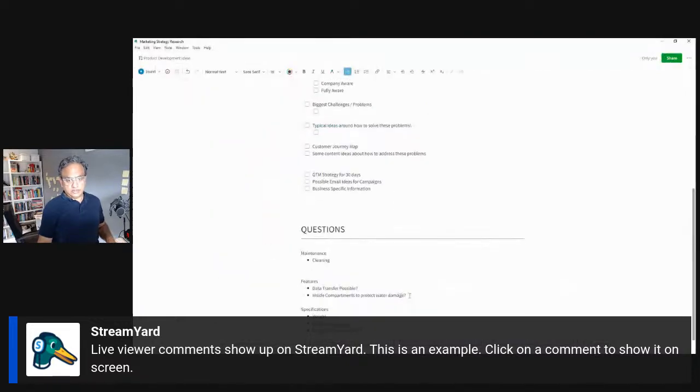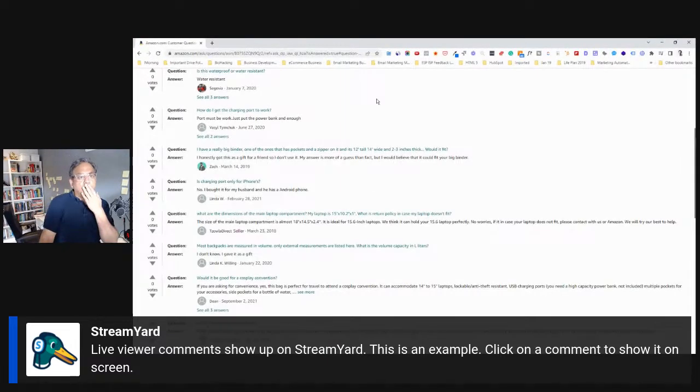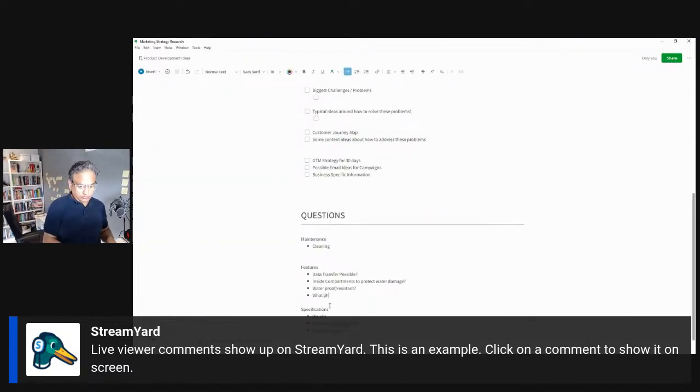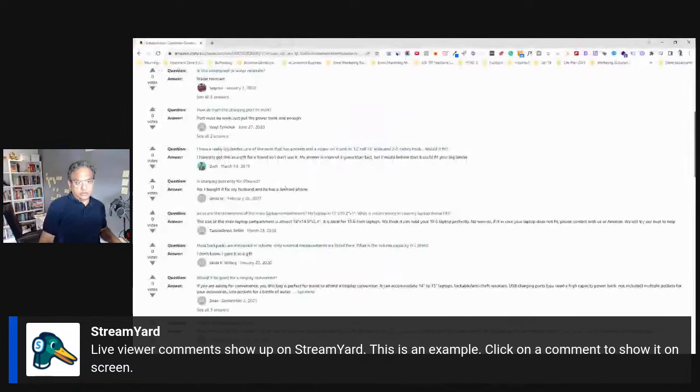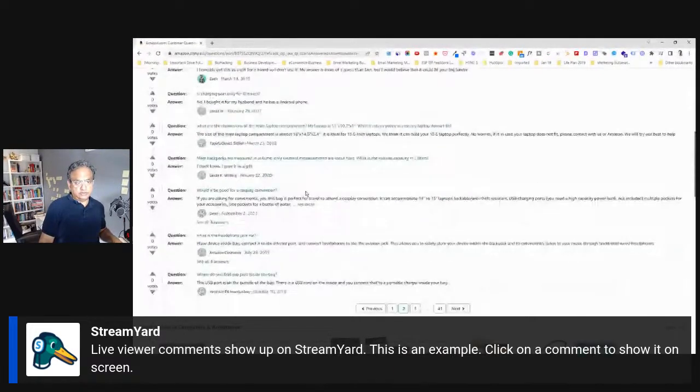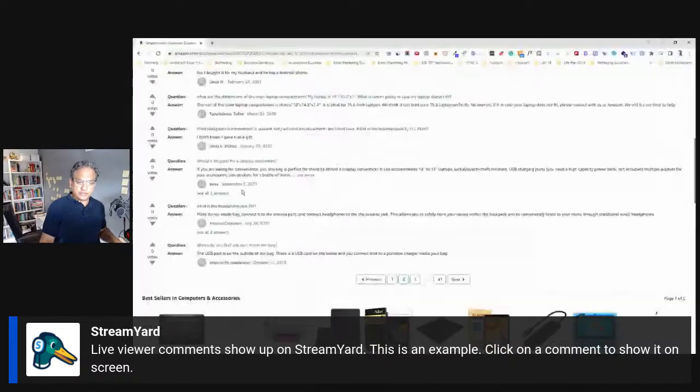Waterproof or water resistant. How do I get a really big binder in the pocket? Would it fit? Is this charging port only for iPhones? The dimensions of the main laptop compartment, and volume. Would it be good for a cosplay convention? Cosplay convention is very specific, so we're not going to include that. We define the USB port inside the bag.